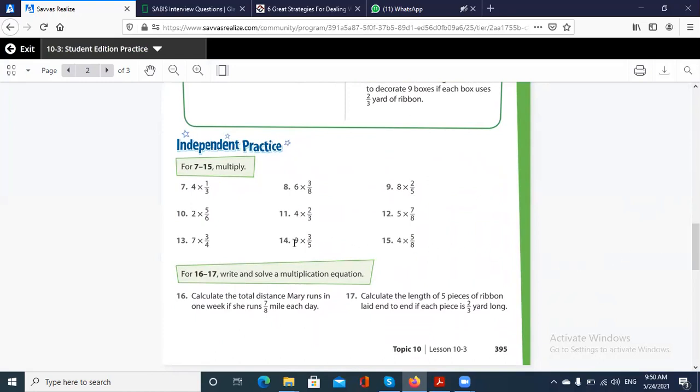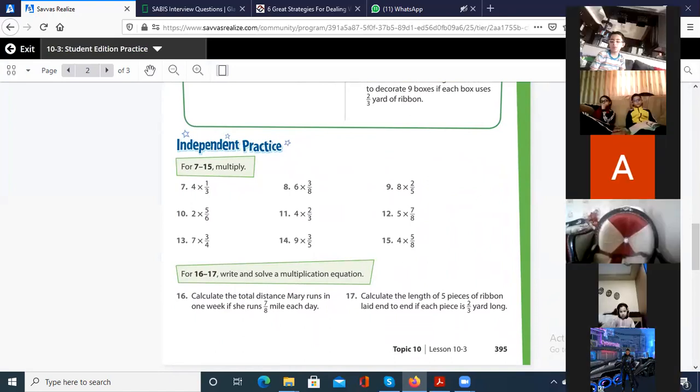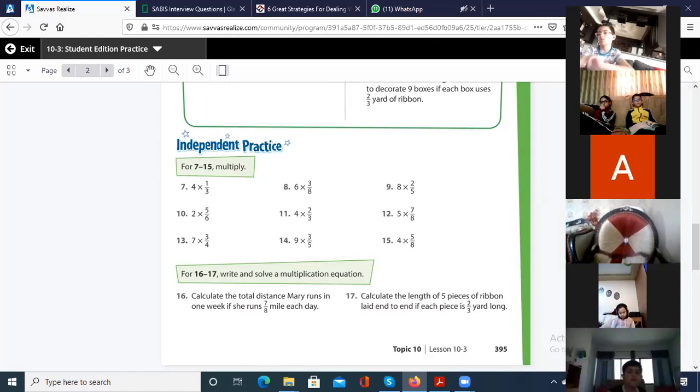Number 14, 9 times 3/5. So you just multiply 9 times 3, which is 27 out of 5. Yeah, but in my book, it equals 5 and 2/5. Yes, that's if you want to write the fraction as a mixed number. This is not included now. Just keep it 27 out of 5.